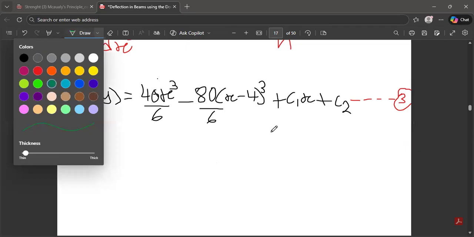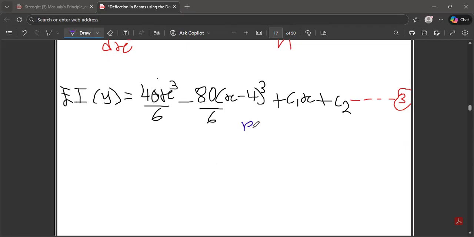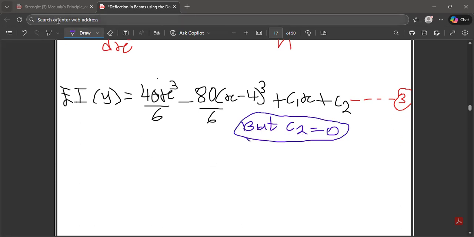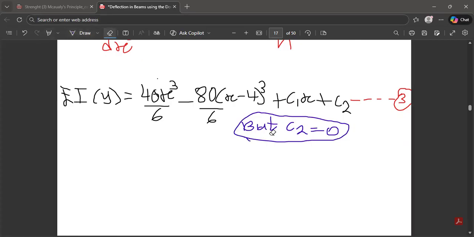But C2 is 0. I'm sure we all know why C2 is equal to 0. Also, by substitution, we can proceed.